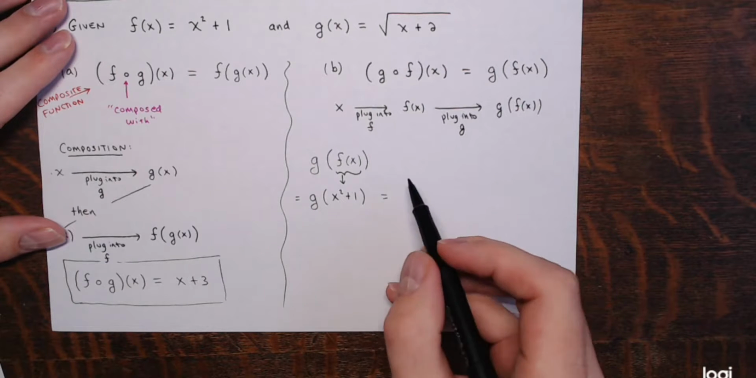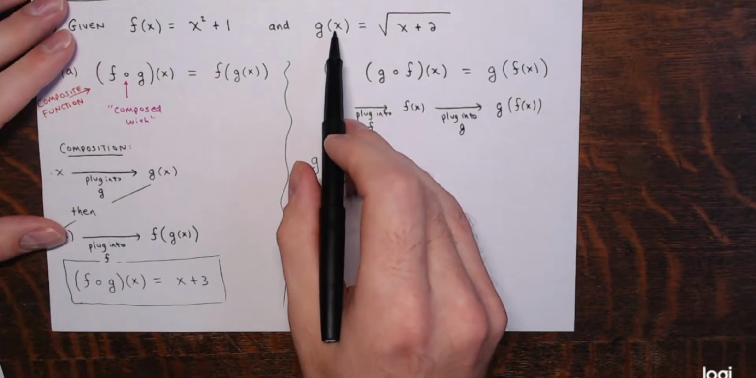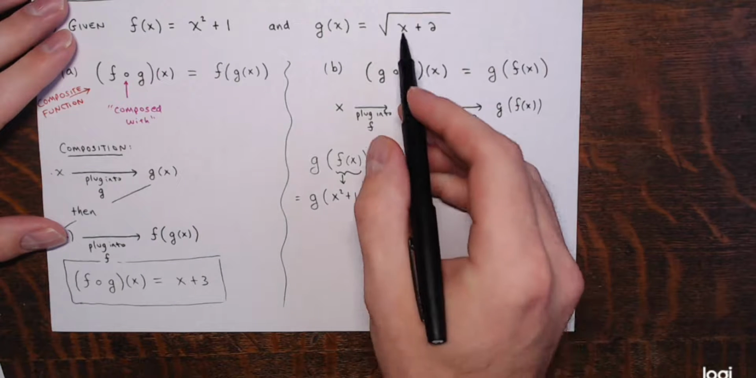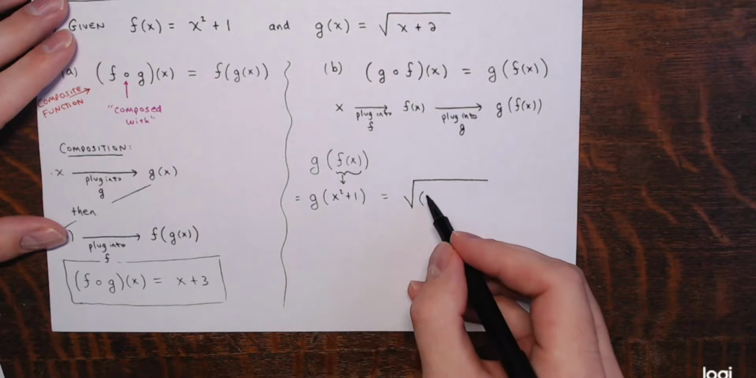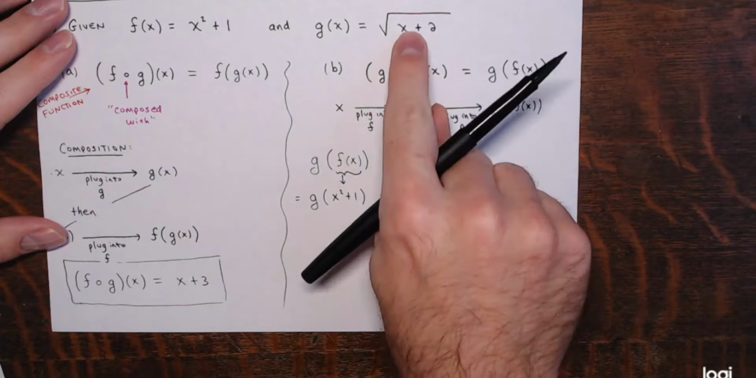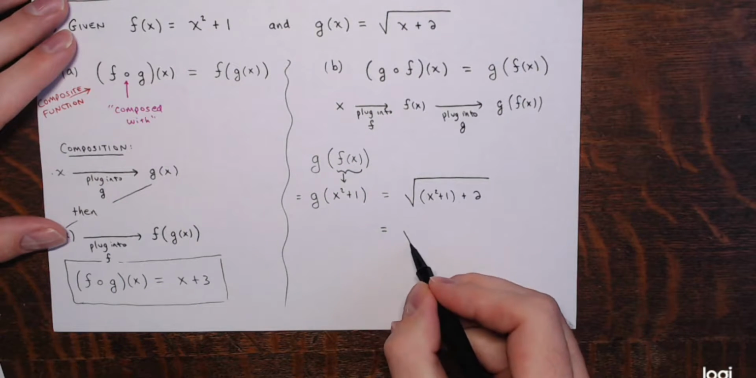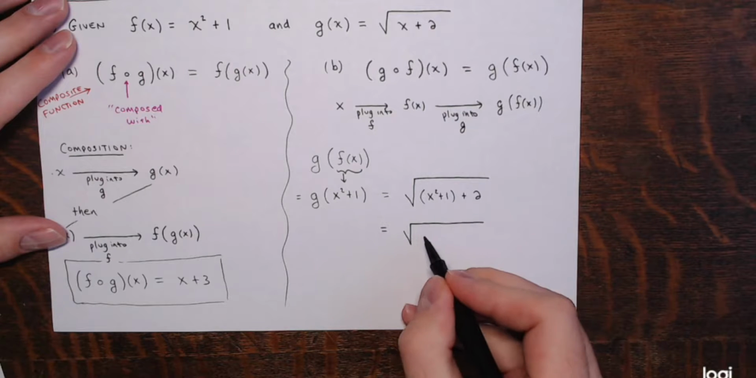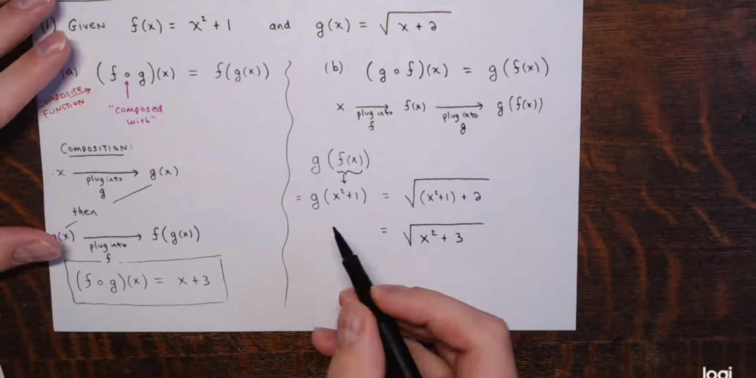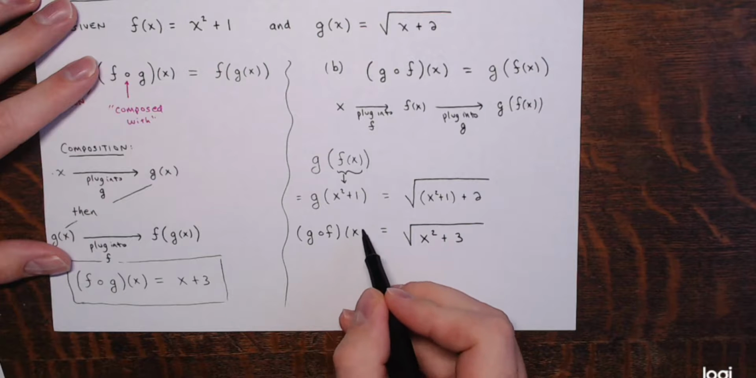And remember, how do you do function inputs? X squared plus 1 is replacing x in the rule for g. So instead of the square root of x plus 2, it's the square root of x squared plus 1 plus 2. It's replacing these x's with x squared plus 1. And then if you simplify, that's the square root of x squared plus 3. And there you go. There's the function g composed with f at x.